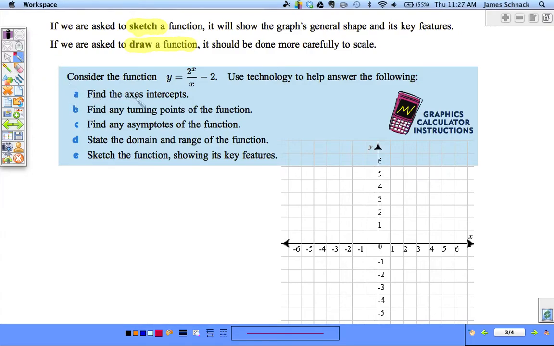So we want the axes intercepts. We want the turning points, maximums or minimums. Find any asymptotes. State the domain and range. Sketch the function. So sketch.